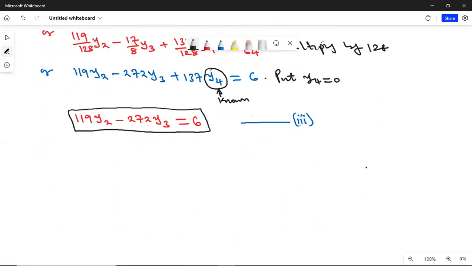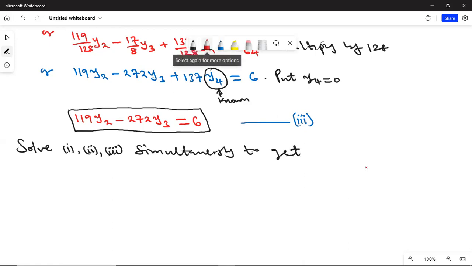So I'll just write here that solve equations Roman 1 all the way up to Roman 3 simultaneously, to get, when you do that, you need to get your y1 is equal to 0.612338.